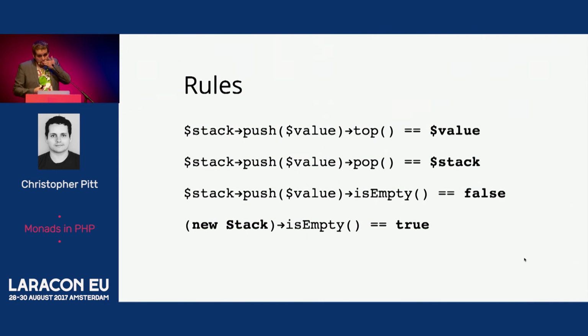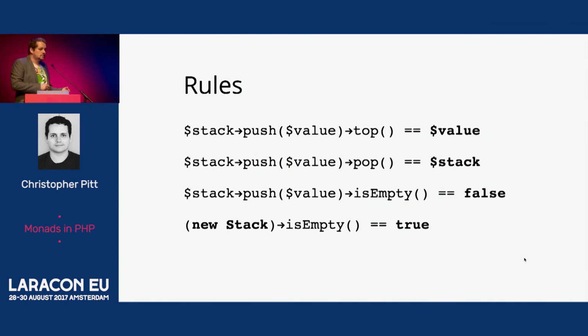There are some rules that go along with this. For instance, if I push a value on and I look at the top value, it's got to match the value I just pushed on. That makes sense, right? If I push a value on and pop it off, I need to have what the stack was originally before I pushed the value on and popped it off. If I push a value on, it shouldn't be empty. And if I make a new one, it should. These aren't too complex rules for it to follow.